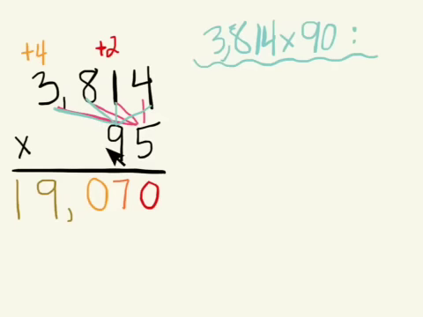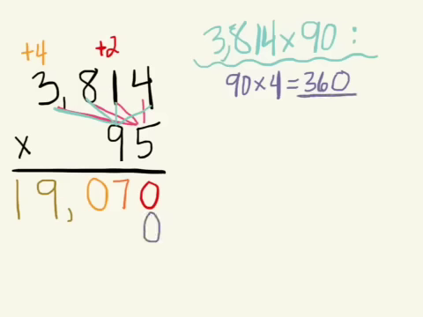If I am now distributing my 90 to the 4, that means that I'm doing 90 times 4, which would be 360. That means that there is nothing of value in the ones place. And you know what? There never will be. And you can test me on that. You can try it out and see. There never will be anything of value in that ones place. There will be something of value in the tens place, though. In this case, it's a 6, so we can write a 6 in the tens place.